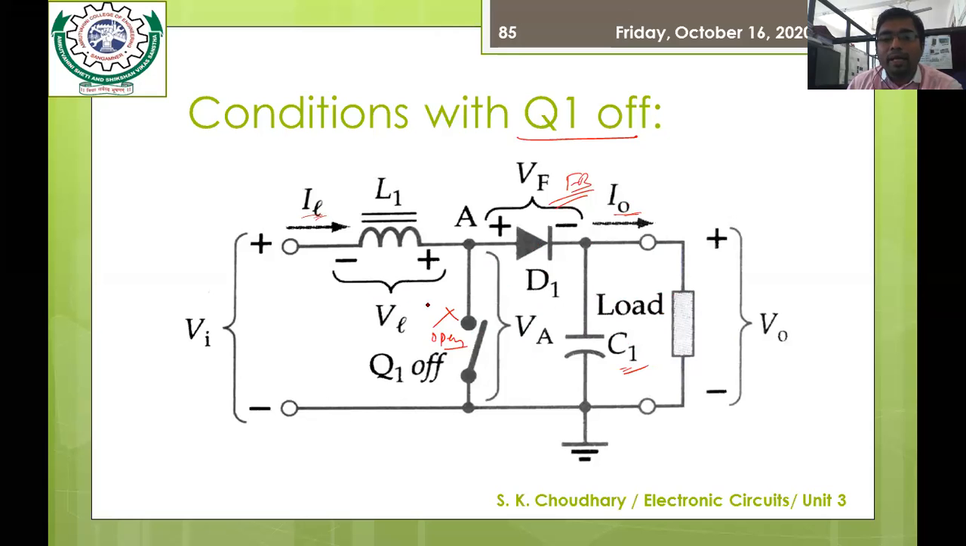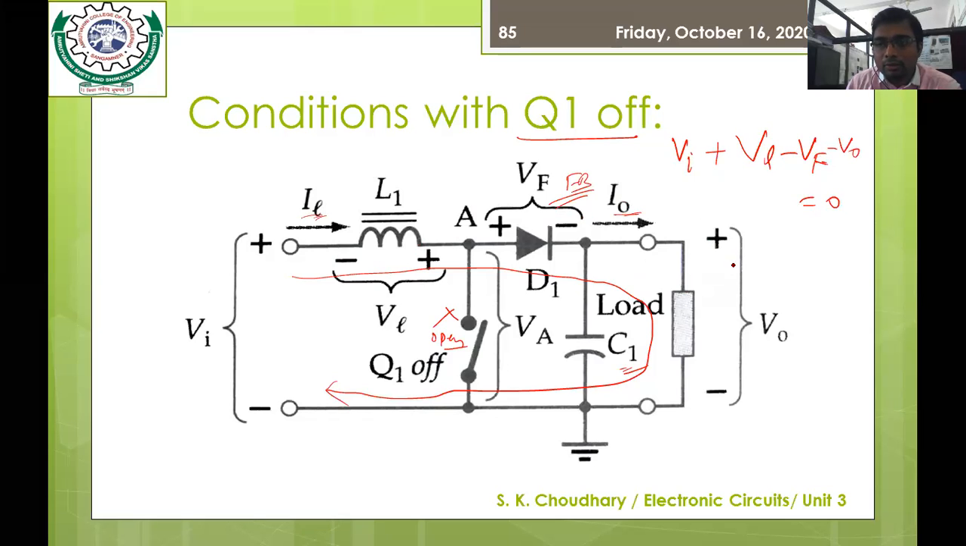Now we have to calculate the voltage across the inductor. You can easily calculate it by following this loop. In this condition, you can say VI, then plus VL, because it is again a rise in potential, then a drop in potential across the diode VF, and minus V0 is equal to 0. So V0 would be VI plus VL minus VF.